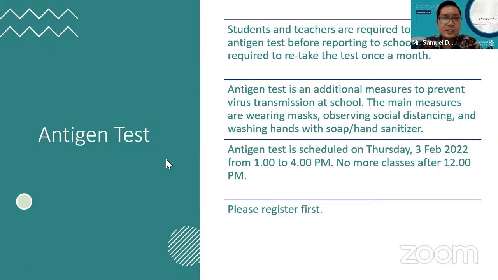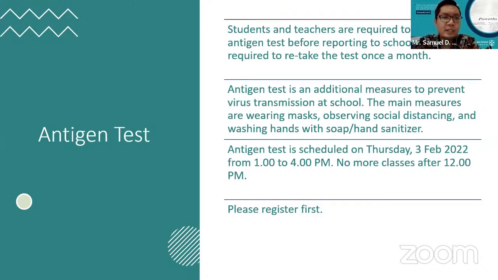Antigen test is scheduled on Thursday next week, 3 February 2022, from 1 to 4 p.m. Okay, please take note. On Thursday, we are going to have a number of programs: Chinese New Year celebrations, Teachers' Day appreciation, then this antigen test. Yeah? So there will be no more classes after 12 p.m. on Thursday. So you can schedule yourself from 1, 2, or 3 p.m. Okay, and the antigen test will end at 4 p.m.